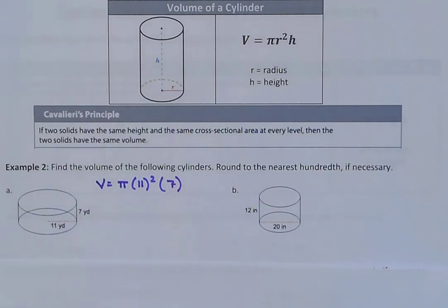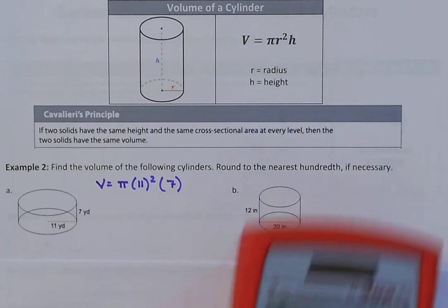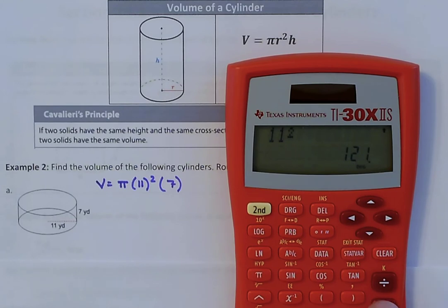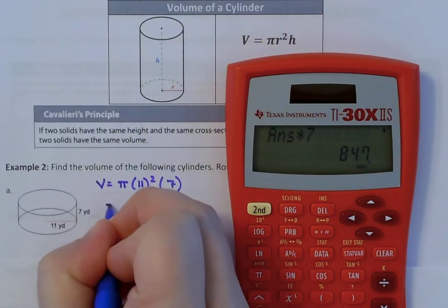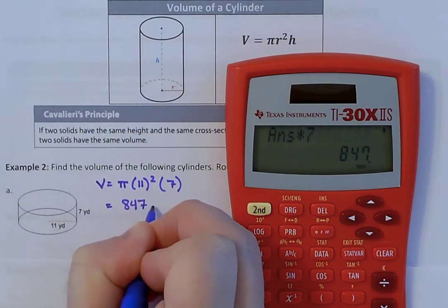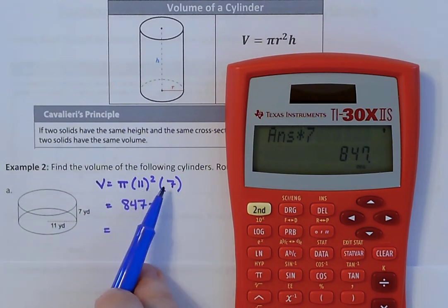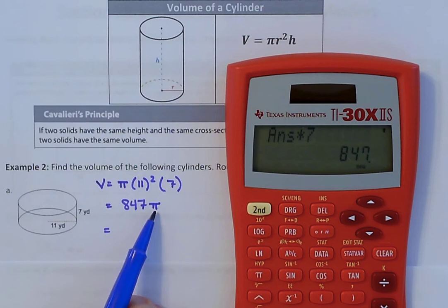Now, you could multiply this all at once if you so choose. I'm going to do it step by step in case your calculator cannot handle it all at once. So first thing I'm going to evaluate is this 11 squared. So 11 to the power of 2 is 121. If we multiply by 7, that gives us 847. I'm going to pause real quick because that would be our answer in terms of pi, if it were to ever ask you for the answer in terms of pi. Evaluate your r squared, multiply it by your height, and then you just leave pi on the end, and that tells you your answer in terms of pi.